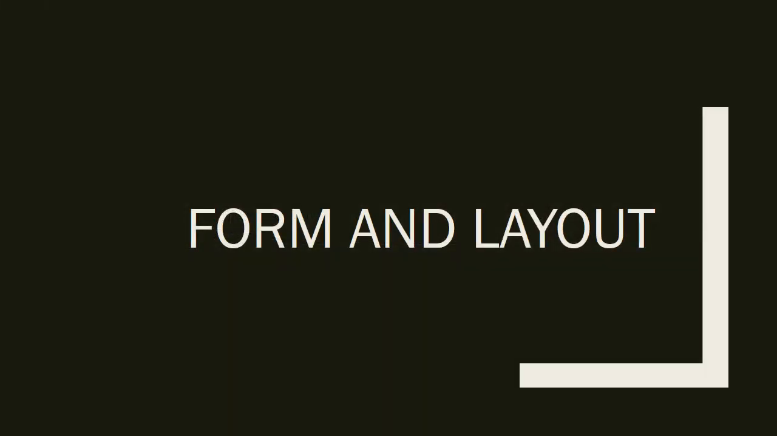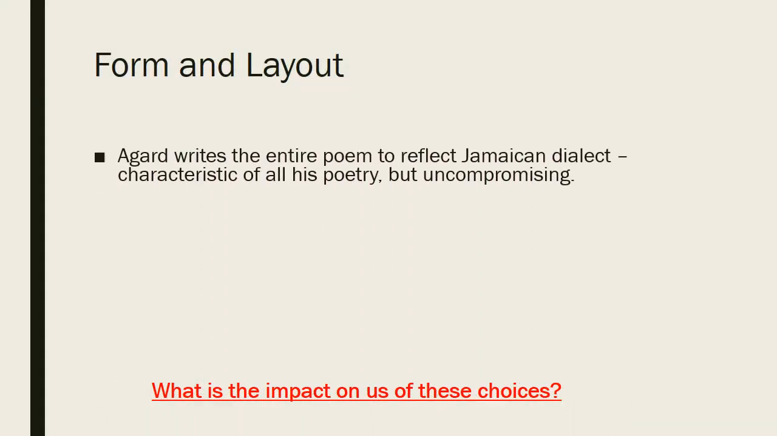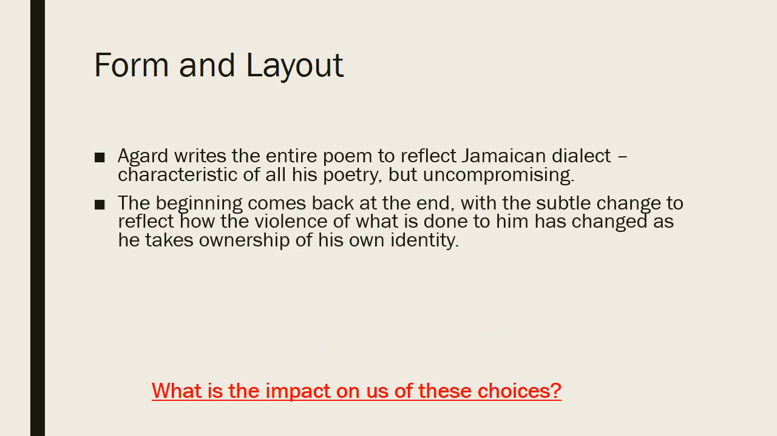Okay, so let's look at the form overall. Now, obviously, first of all, we've got Jamaican dialect. It is characteristic of his poetry, but it is also, as it says, uncompromising: I am going to write in my dialect. Why not? Okay? We've got that idea of the circular nature. The beginning comes back at the end with a subtle change. The violence of what's done to him becomes ownership. It's almost suggesting what the perfect response is to the kind of suppression that he has to undergo.